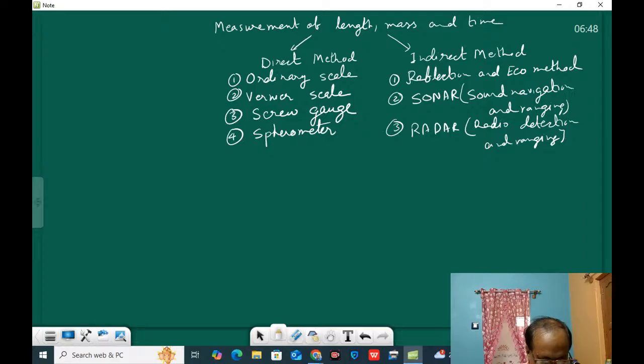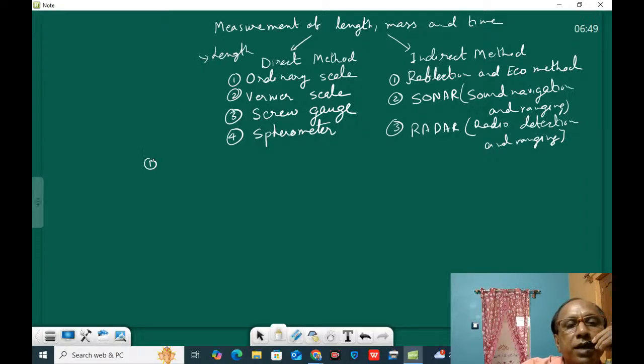And we can measure the mass also. We can measure the time also, right? These are the various things we can use in measurement. In the direct method, we use an ordinary scale for measuring length, vernier scale, screw gauge, and spherometer. And in the case of the indirect method, we use the reflection and echo method, sonar (sound navigation and ranging), and radar (radio detection and ranging) for measuring length. This is for measurement of length.